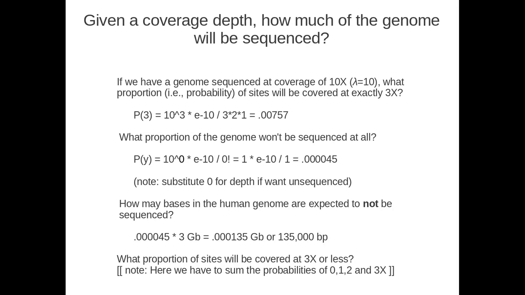So I'll leave you to do the math here. What proportion of sites will be covered at 3x or less? As you might have guessed, you simply have to fill in this equation for 3, 2, 1, and 0, and then sum the proportions in order to answer that question.